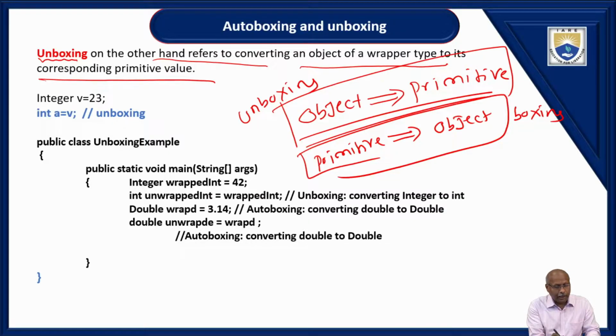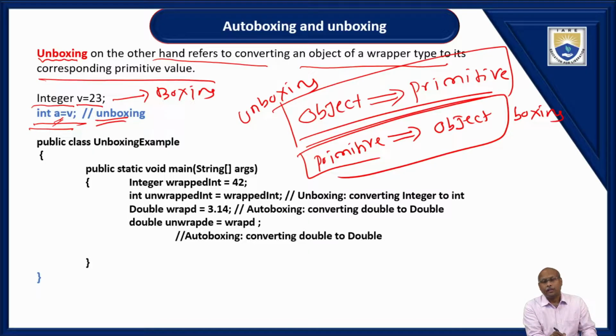Now see a small example. Integer v = 23. This comes under boxing because you are storing the value 23 into an object. Whereas if you come to the second statement, you are storing v in a. Now a is what? My primitive data. So into the primitive data, you are assigning one object. Automatically from the object, the value will come. So this is called the unboxing concept. So your program may need boxing as well as unboxing.